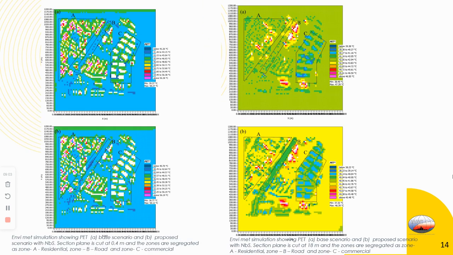And then comes the PET, the physiological equivalent temperature. With the proposed intervention, there was a change of around 2 to 3 degrees Celsius at both the 40 centimeter scale as well as the 18 centimeter scale.